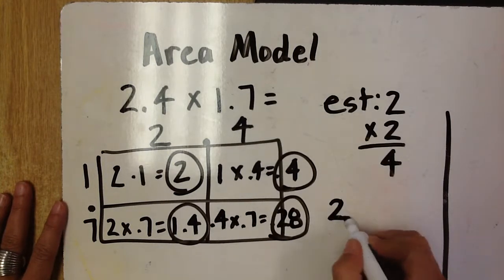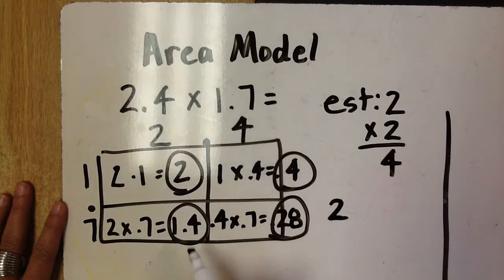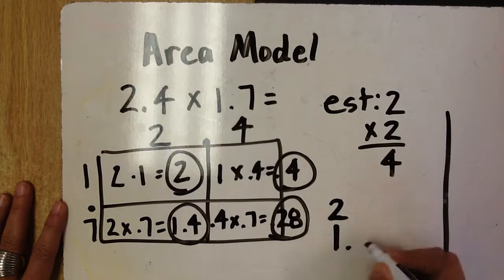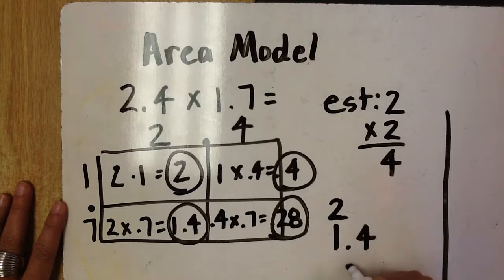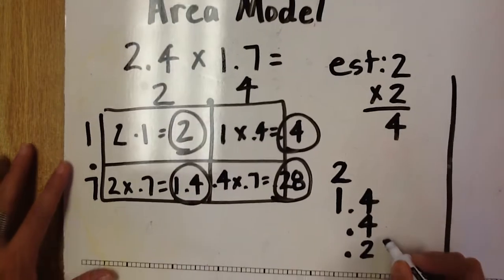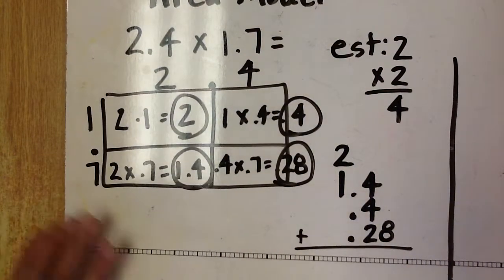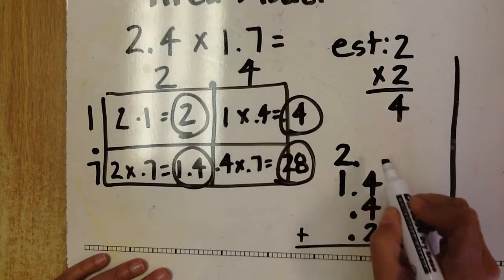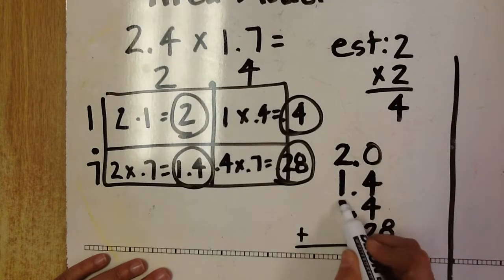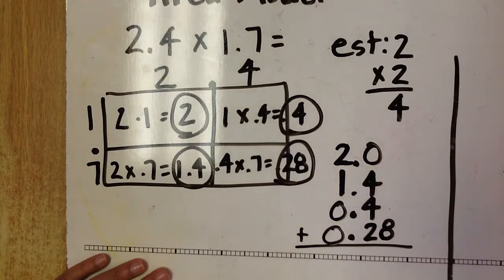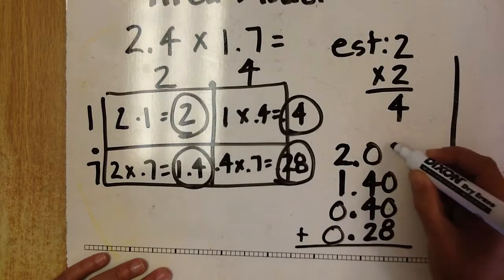It's very important to keep your place values lined up. So I have 2, 1 4/10, 4/10, and 28 hundredths. It's always a good idea to place zeros in those place values where there is not a digit, just to make sure you're adding everything up correctly.